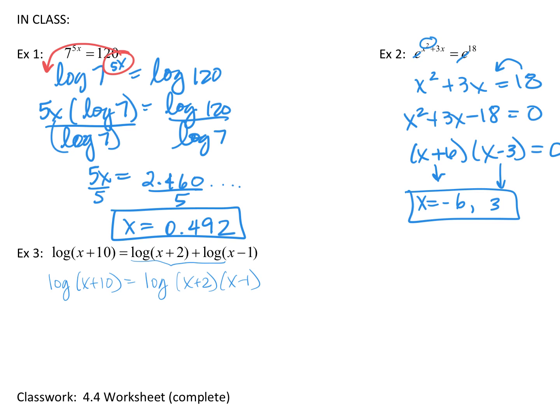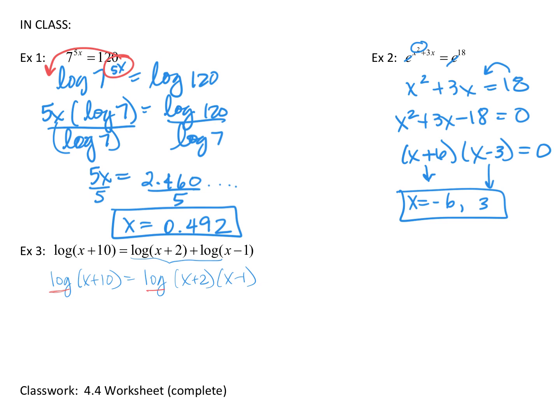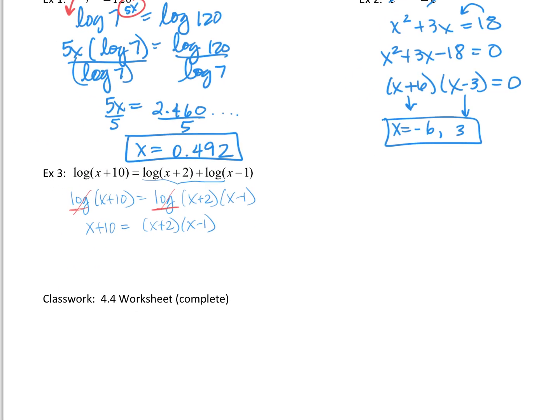Now, similar to number 2, notice the bases here are the same, aren't they? And what happens when they're the same? They'll cancel out real nicely. So now we're just down to x plus 10 equals x plus 2 times x minus 1. Now we got some solving to do. How are we going to go about solving this one? What's the word? Well, FOIL them out, right? All right, so let's FOIL this. We get x squared minus x plus 2x, so that'd be a plus 1x minus 2 equals x plus 10.